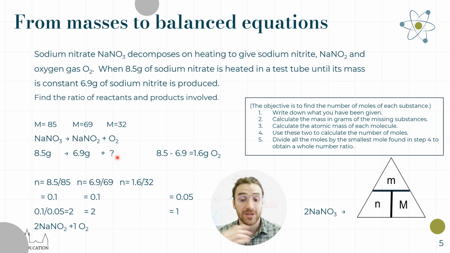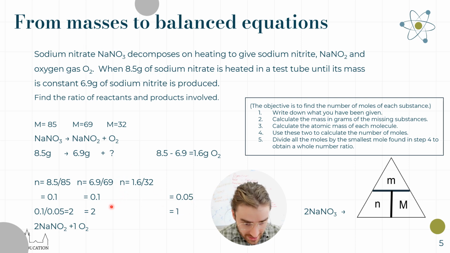Because of the law of conservation of matter, we know that if there is 8.5 grams of matter going in, there must be 8.5 coming out, and therefore 8.5 minus 6.9 is going to give us what is still required of our products to equal the total mass of matter that we had in our reactants. Once we find our mass number, we can then calculate the number of moles, N value, of each molecule, and then we're going to look at the ratio.